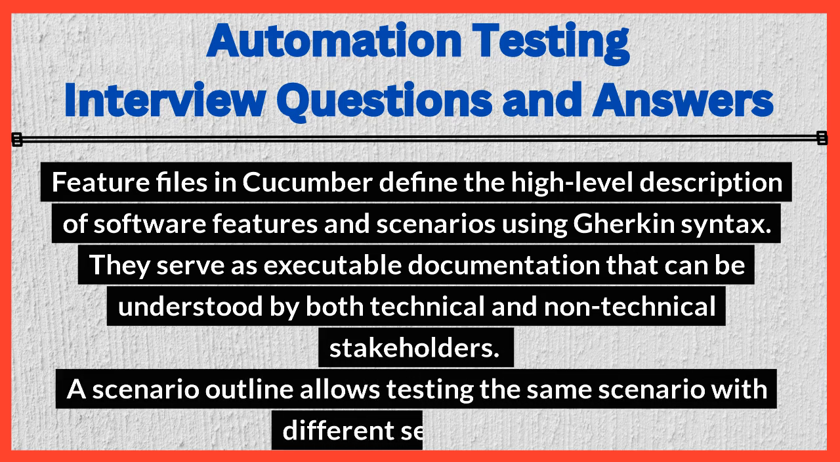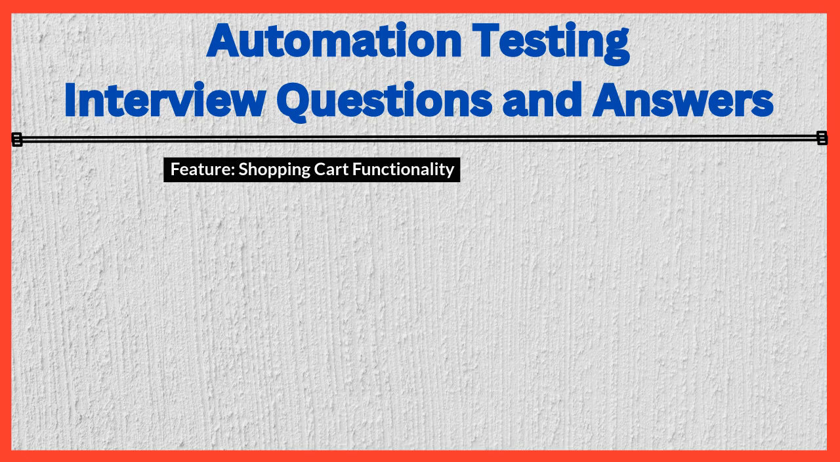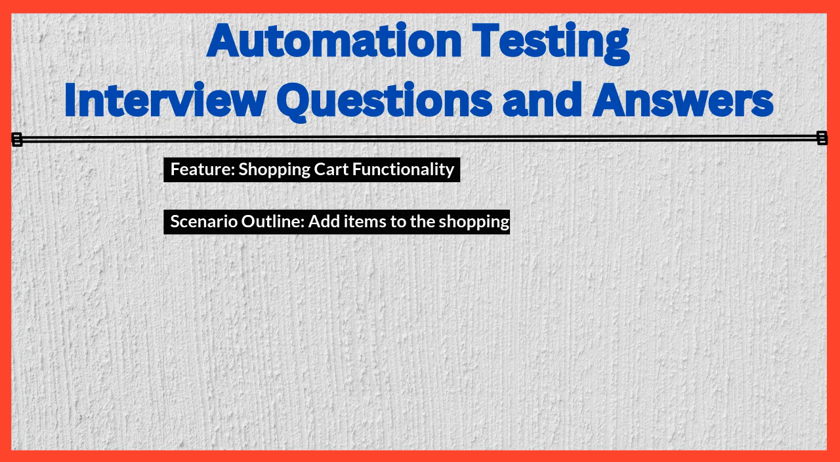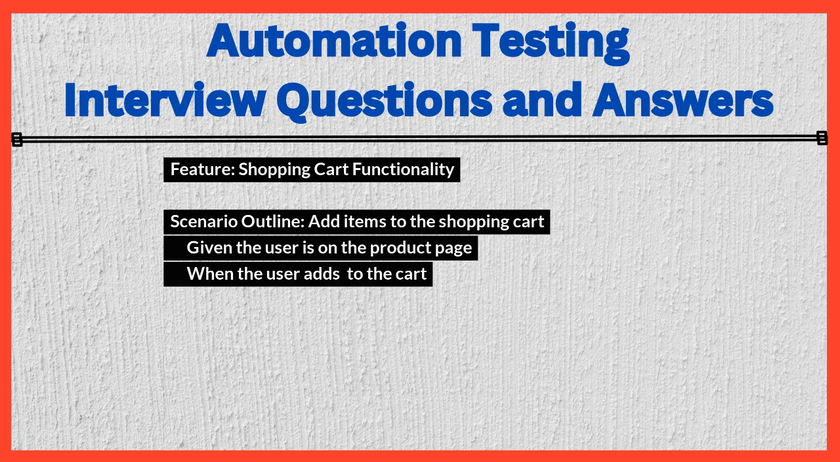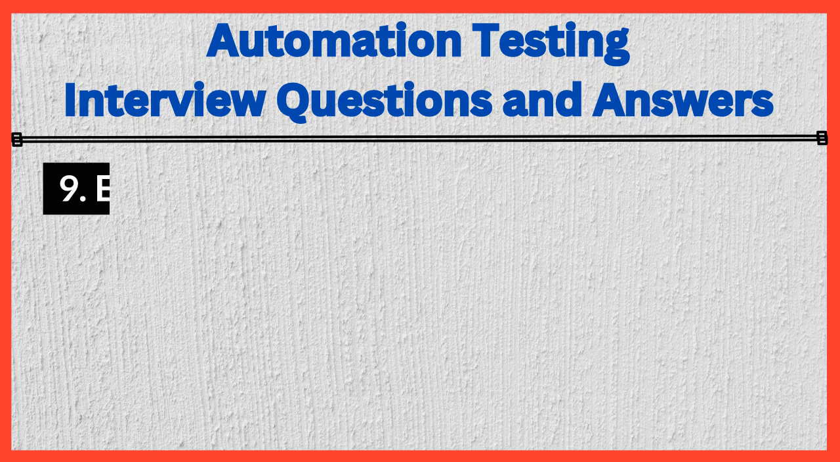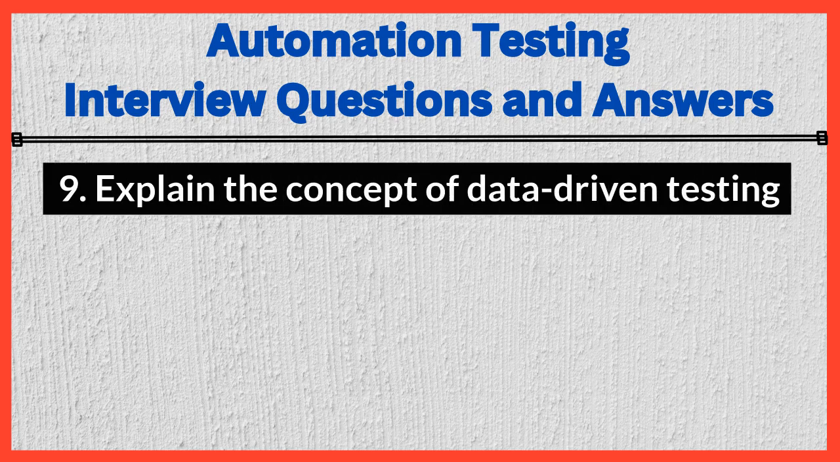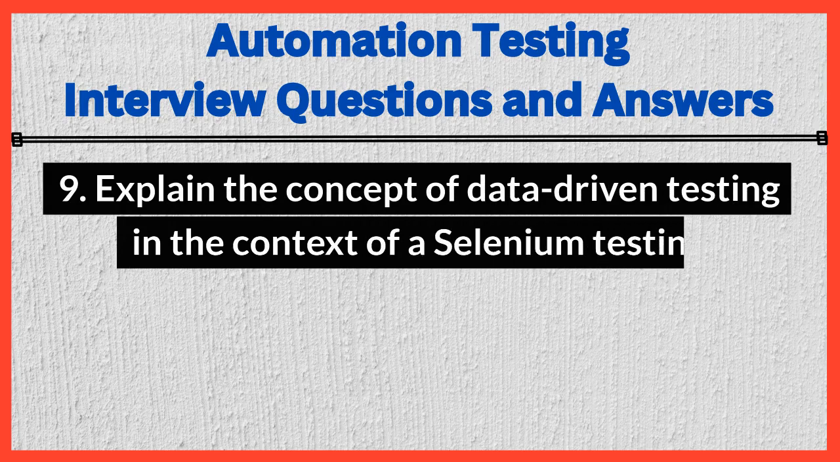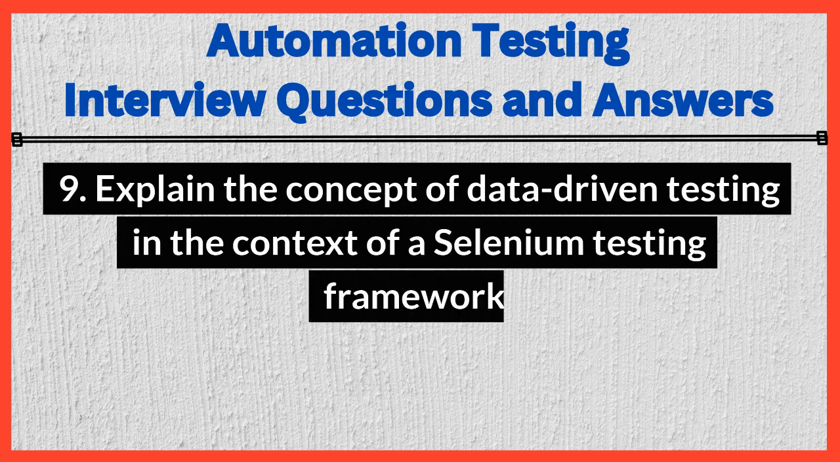A scenario outline allows testing the same scenario with different sets of data. Feature: Shopping cart functionality. Scenario Outline: Add items to the shopping cart. Given the user is on the product page, when the user adds <item> to the cart, then the cart should display <item>. Examples: item: laptop, headphones.